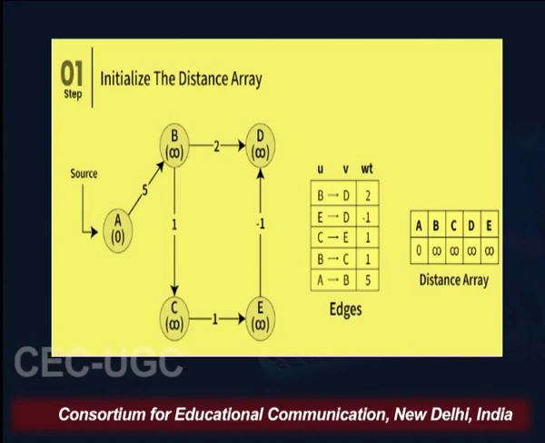And also have a look at the table of the edges: from B to D the weight is 2, from E to D the weight is -1, from C to E the weight is 1, from B to C the weight is 1, and from A to B it is 5. So, obviously the presence of negative weight edges is there, but not negative weight cycles. So, that means the problem here is actually well defined. We will not be saying that the problem is not well defined, because the negative weight cycle is not present, although negative weight edges are there.